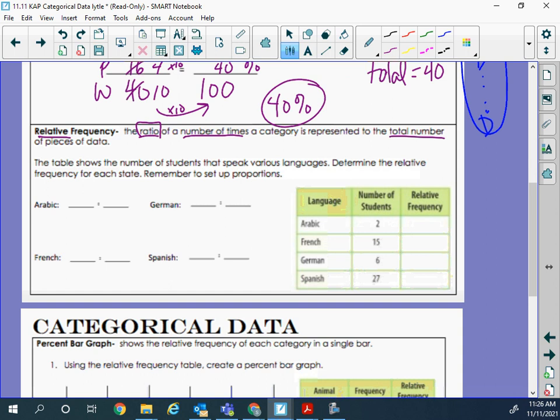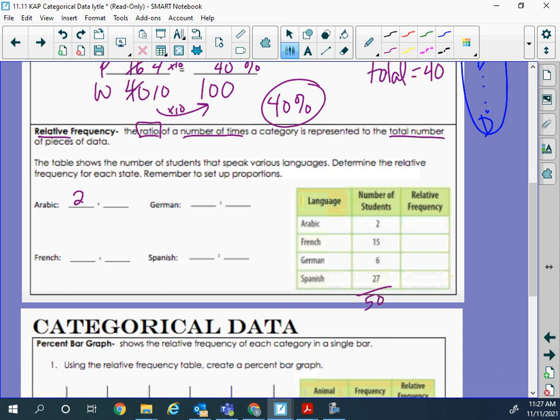All right, so here's a table. It shows the number of students that speak various languages. Determine the relative frequency for each state. Remember to set up proportions, and we've already got it started for you, okay? So 2 students spoke Arabic. Out of how many? What do we need to do? Yeah, we need to get a total here. So 2 plus 15, 17 plus 6, 23 plus 27, 50, that's right.